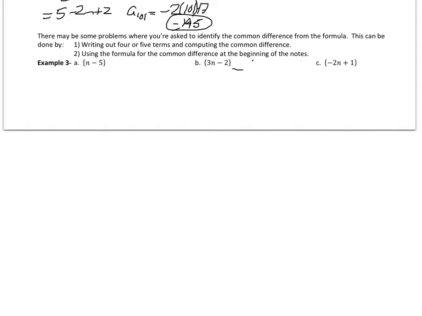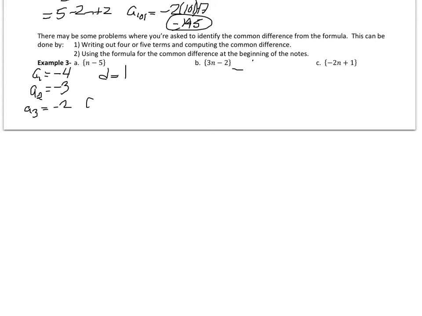Okay, so if I have n minus 5, what's my first term? Well, n is what? n is 1, so my first term is negative 4. Good. What's my second term? Negative 3. What's my third term? Negative 2. What's my common difference? It is 1. Good.